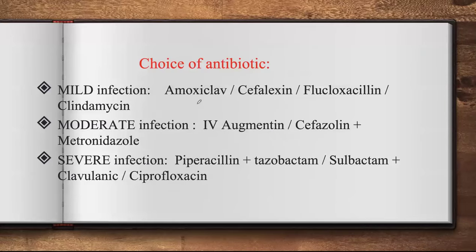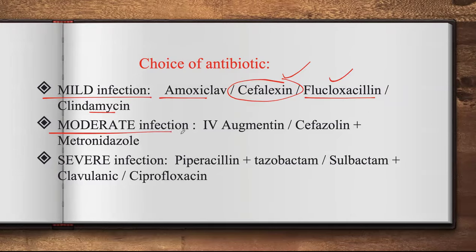So, choice of antibiotic for mild infection, we can try oral antibiotic. Can be any of these. The commonest could be cefalexin, a first generation cephalosporin. You can try flucloxacillin, amoxiclav, clindamycin. Any of them is fine. Most commonly, we will give either Keflex or Fluclox.